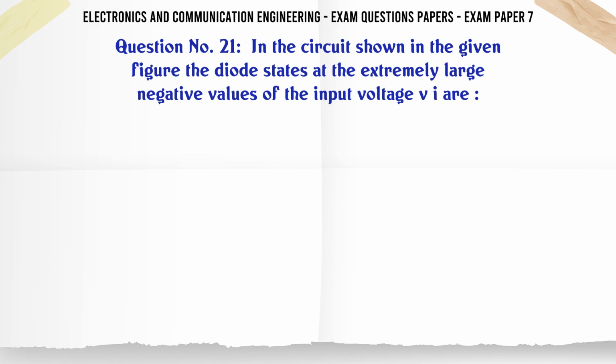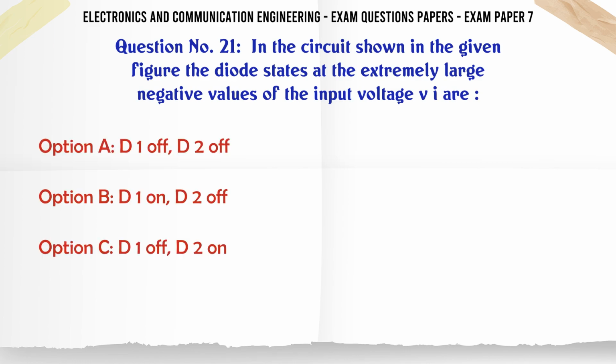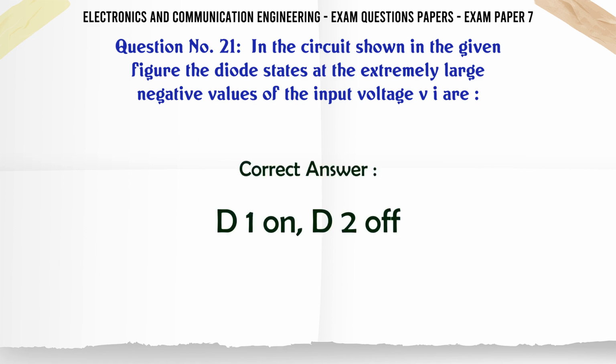In the circuit shown in the given figure, the diode states at extremely large negative values of the input voltage VIN are: A D1 off D2 off, B D1 on D2 off, C D1 off D2 on, D D1 on D2 on. The correct answer is D1 on D2 off.